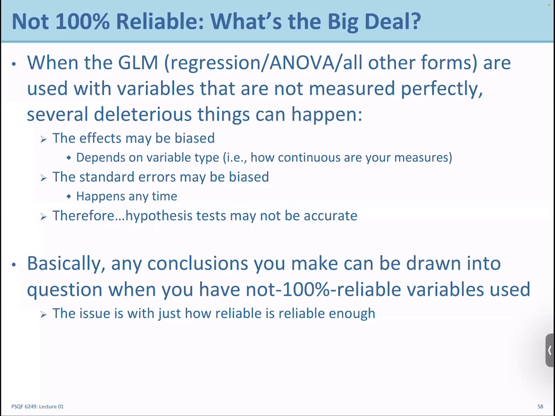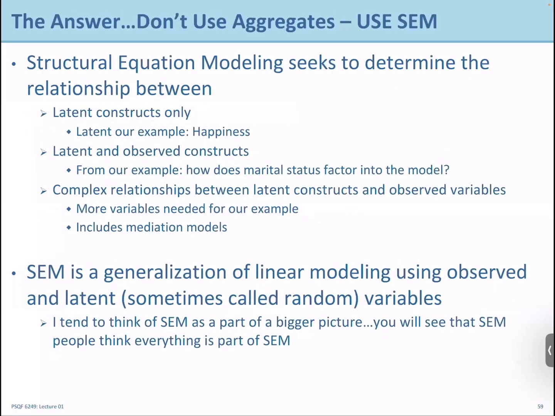Your standard errors may be biased. That's bad when it comes to hypothesis tests, particularly if you think you have more precision than your data really suggest. So that's really bad. So basically, any conclusions you make can be drawn into question when your variables aren't 100% reliable. But that happens all the time. My name is Jonathan, and I've put sum scores in linear models before. It's just sum scores anonymous or something like that, right? It's just how it works.